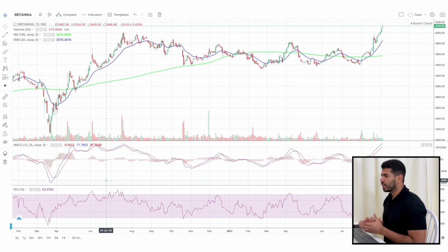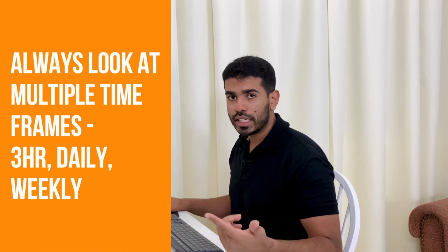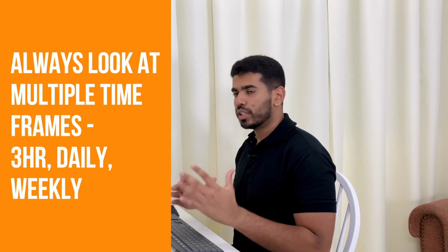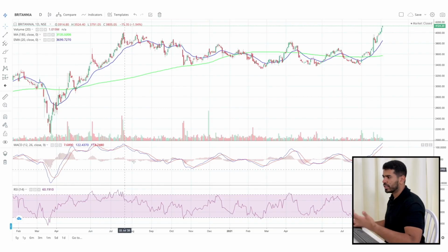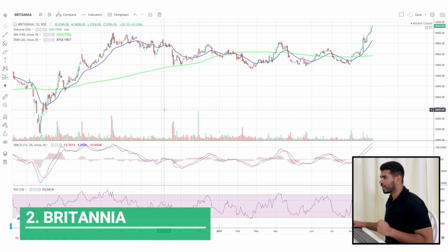Now this is the second chart. When you are analyzing patterns in swing trading, you need to look at least at a daily chart, a weekly chart, or at least a 3-hour chart. These are the 3 different time frames that you need to look at to understand if there is any pattern forming. In this case, this is a daily time frame. Now let's understand in this case, where does a breakout happen?